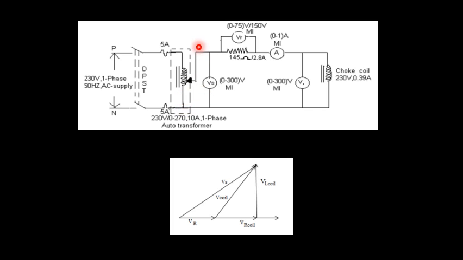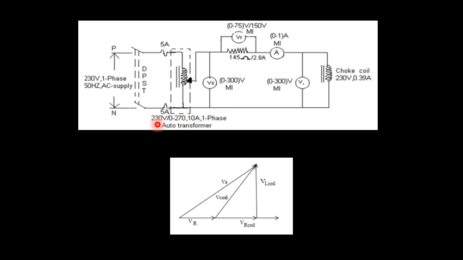As you already know, this is called an auto transformer. You have to keep this auto transformer in the minimum possible position, and you are supposed to close this DPST, the double pole single throw type of switch. It has to be closed, and then you switch on the power supply and vary this auto transformer.